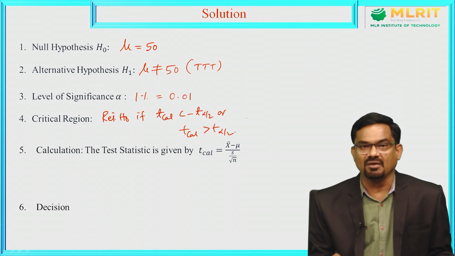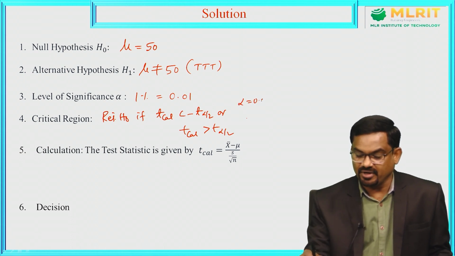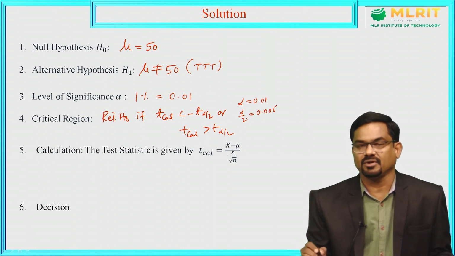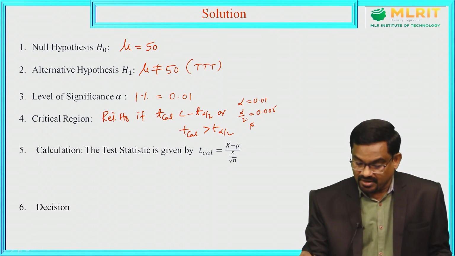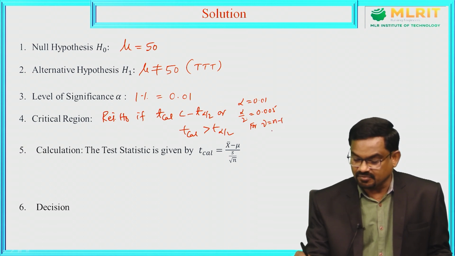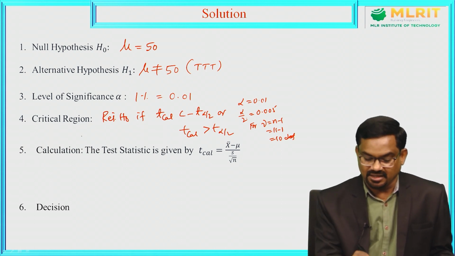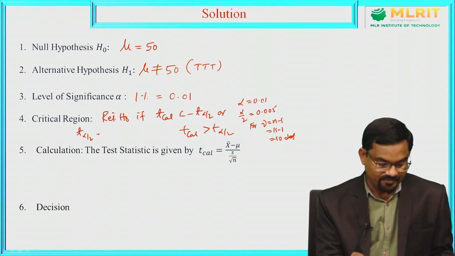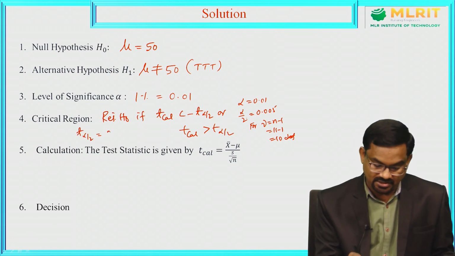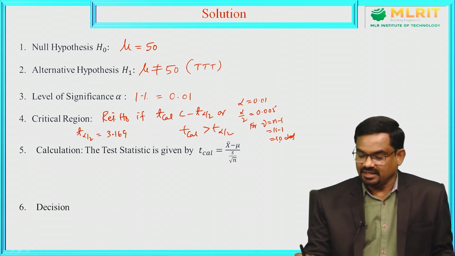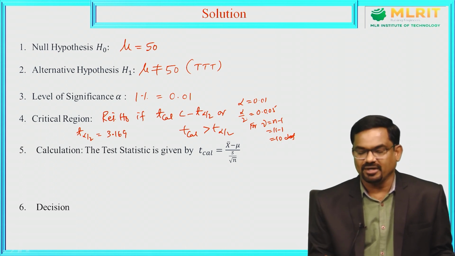Here we consider alpha by 2. Given alpha is 0.01, alpha by 2 is 0.005, and nu equal to n minus 1, 11 minus 1, which is 10 degrees of freedom. From the T distribution table, for 10 degrees of freedom and alpha by 2 equal to 0.005, the T alpha by 2 value is 3.169.